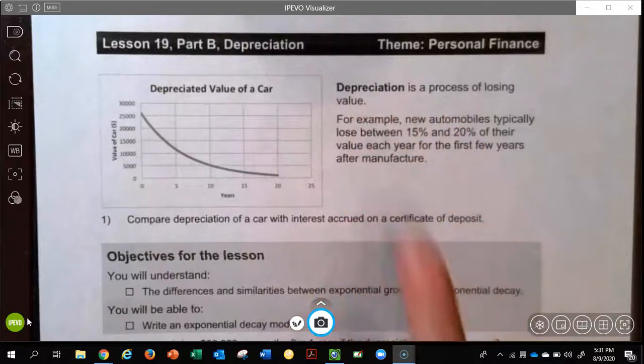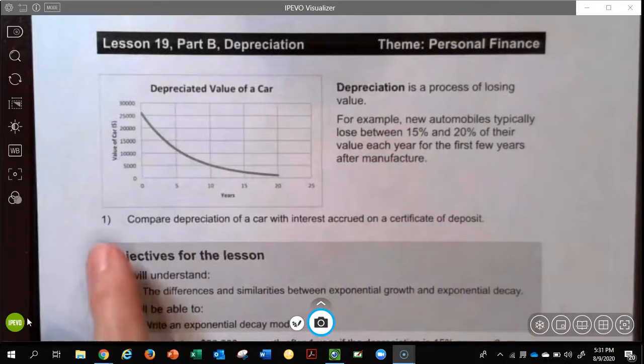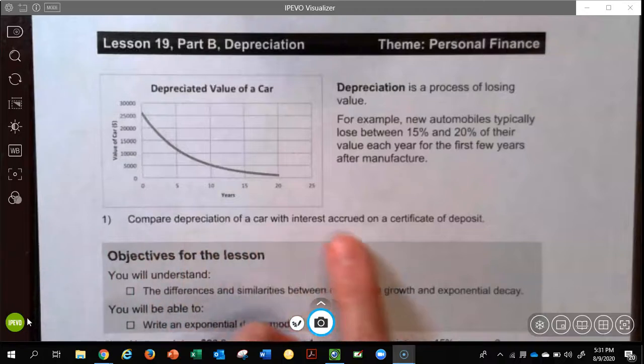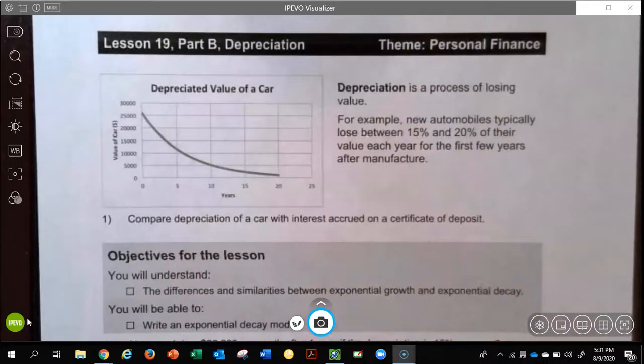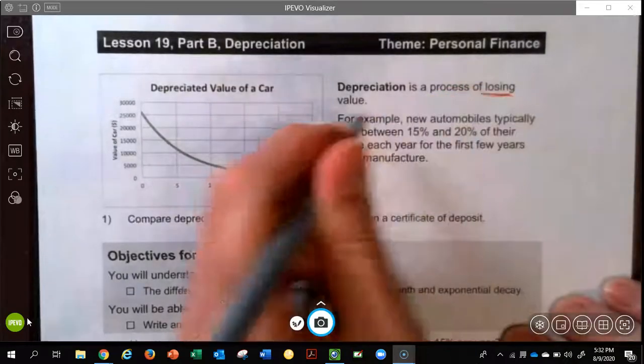It's really good for you to read it first, like hit pause, read it, underline, think, and then answer question 1, jot down some ideas, hopefully on your own notebook paper. I would go ahead and pause, read the opening paragraph, and jot down some ideas on question 1. It does state depreciation is a process of losing value. Losing value. Depreciating, it's going down.